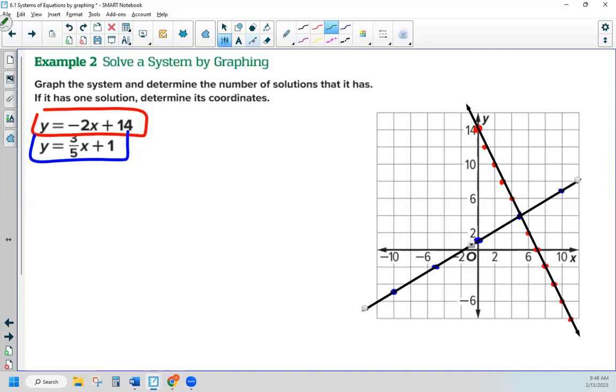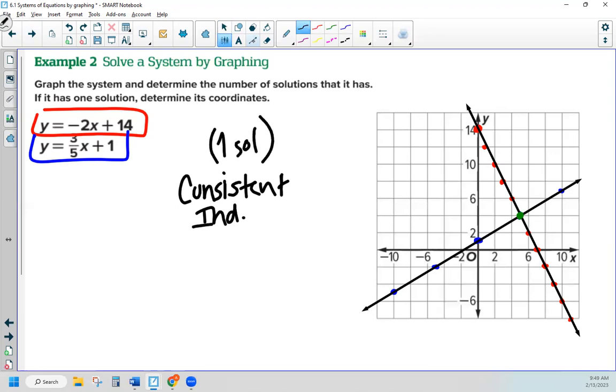All right, guys. So our solution is right here. This is a consistent system. So I'm going to say right here that this is consistent. It's a consistent system that has independent lines. Okay, independent lines. They got their own thing. And they do have one solution. The one solution is located at 5, and then up 4. This right here is 4. So it's 5, 4. Cool.